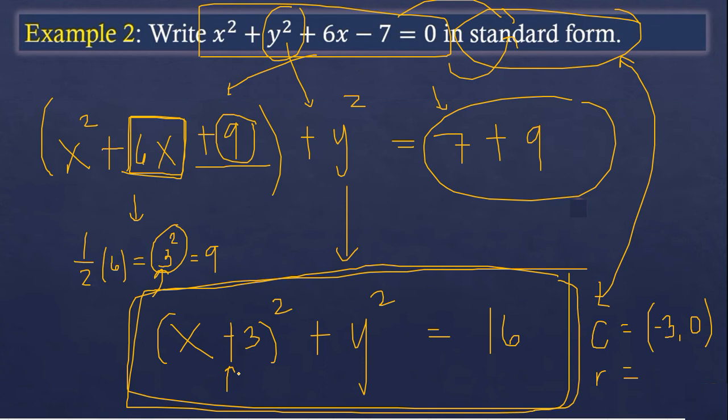Di ba x minus h ang original formula. Since napalitan siya ng plus, meaning the value of h is negative. Paano siya naging positive, sir? Ibig sabihin may negative doon sa coordinates. And the coordinates are negative 3, 0, which is correct. And what is the value of r? Is it 16? 8 is wrong. The answer is 4 because 4 raised to 2 is 16.